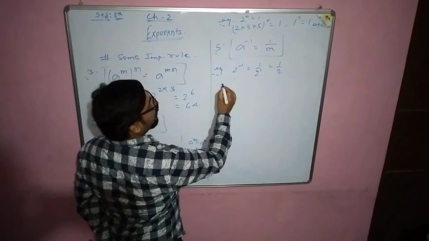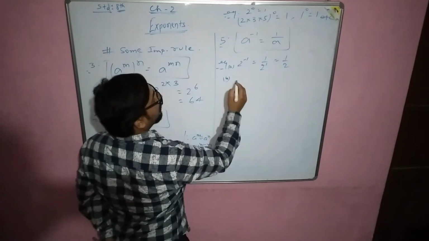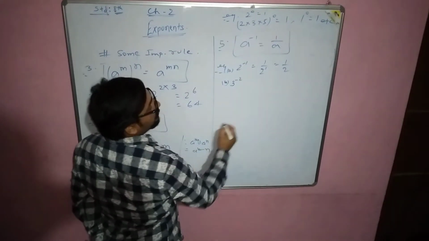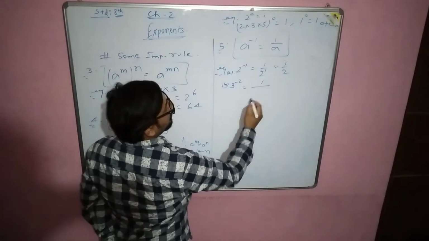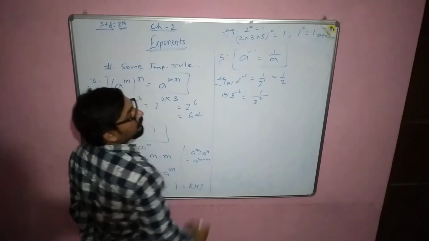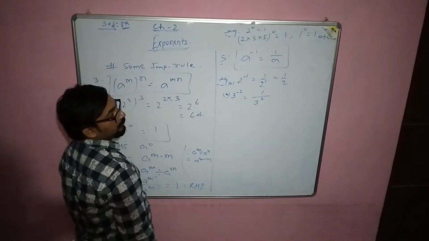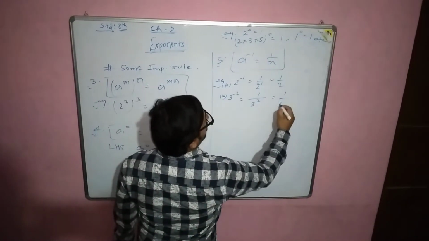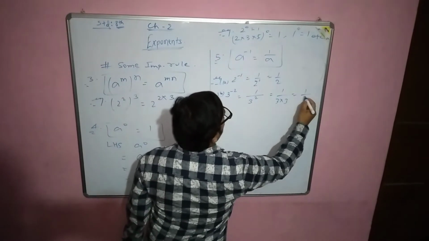Example 2, part B: 3 raised to the power minus 2. First of all, it becomes 1 by 3 to the power 2. This minus sign is removed. Then we take 1 by 3 to the power 2. Now the result is 1 by 3 into 3, and the result becomes 1 by 9.